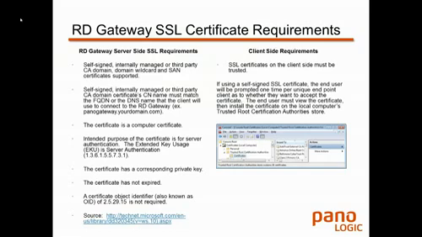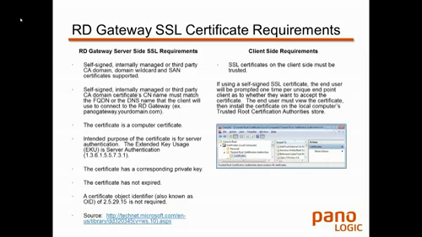Remote Desktop Gateway SSL certificate requirements. On the RD Gateway, self-signed, internally managed, or third-party certificate authority domain, domain wildcard, and SAN certificates are supported. Self-signed, internally managed, or third-party CA domain certificates' CN name must match the FQDN or DNS name that the client will use to connect to the RD Gateway. The SSL certificate is required to be a computer certificate intended for server authentication, has a corresponding private key, and has not expired. SSL certificates on the client side must be trusted.